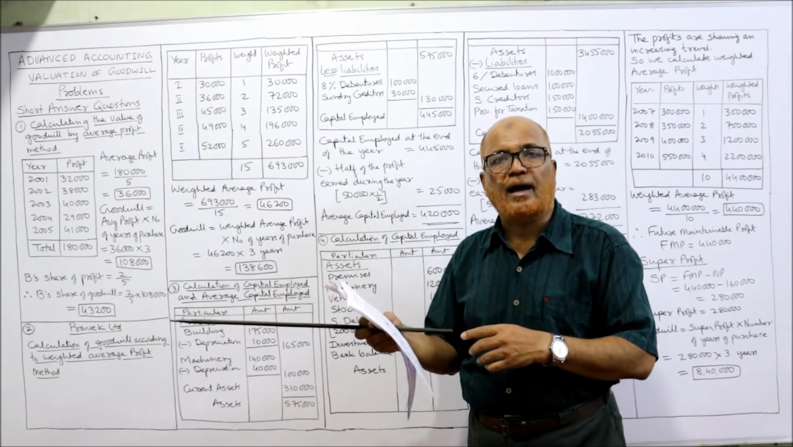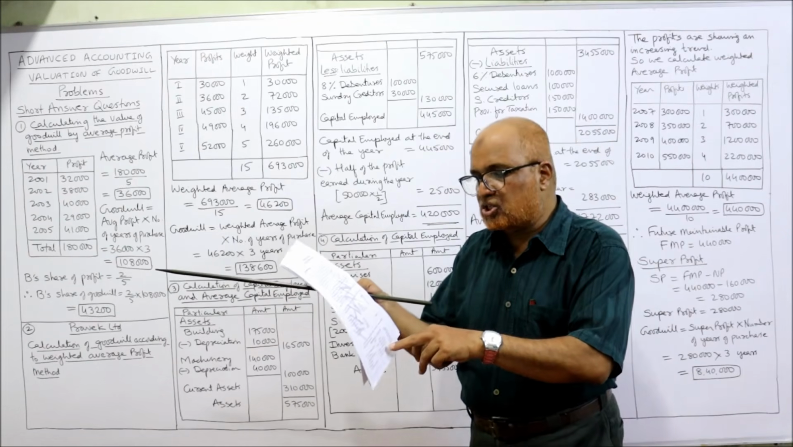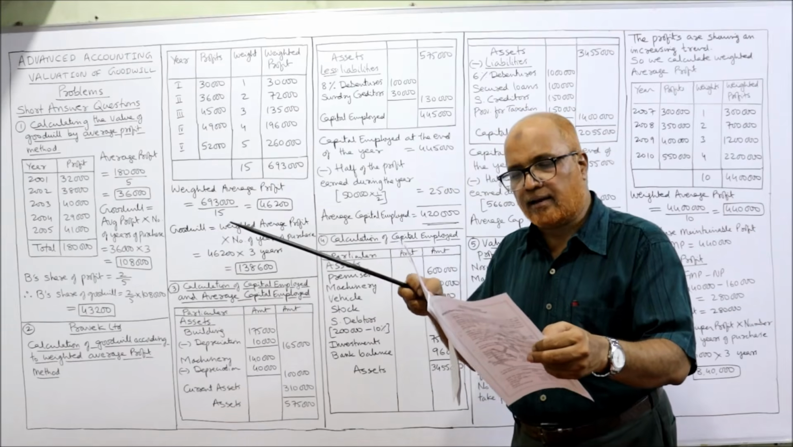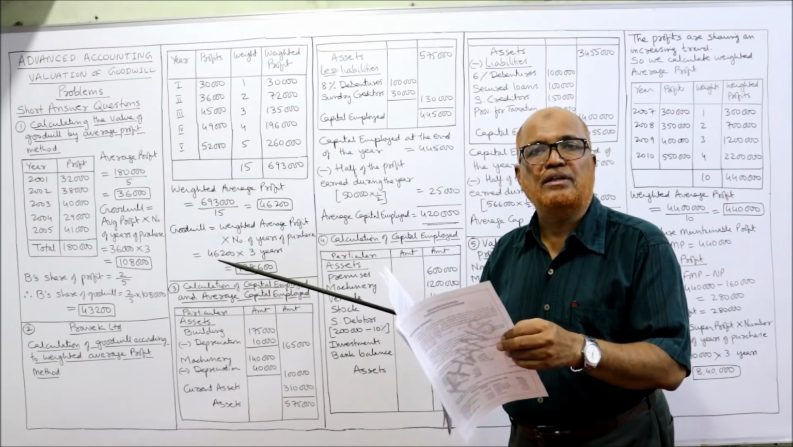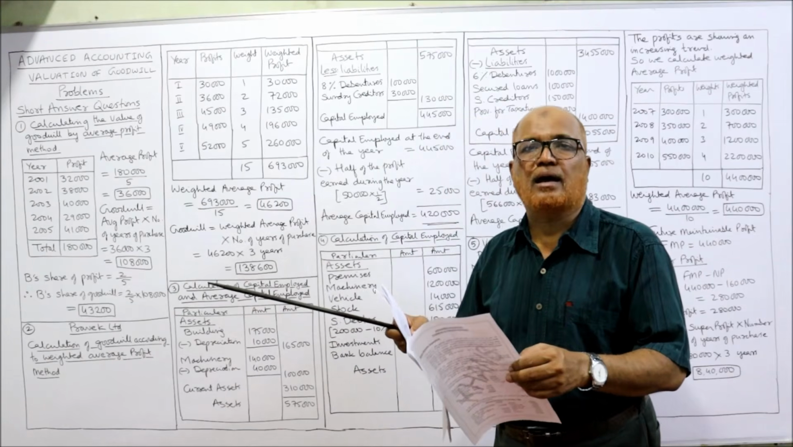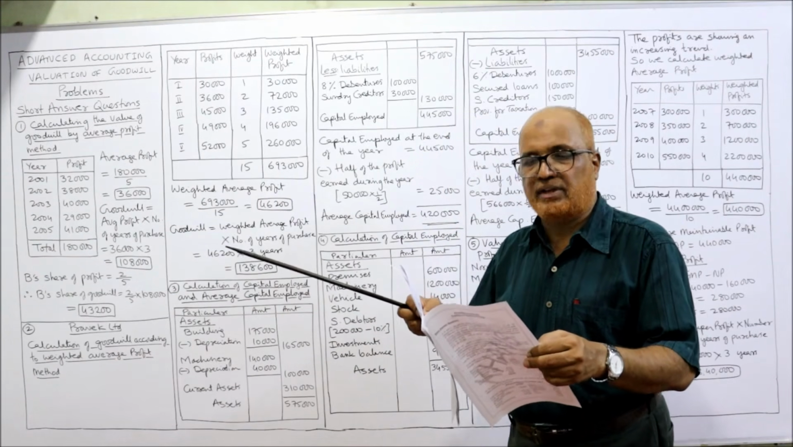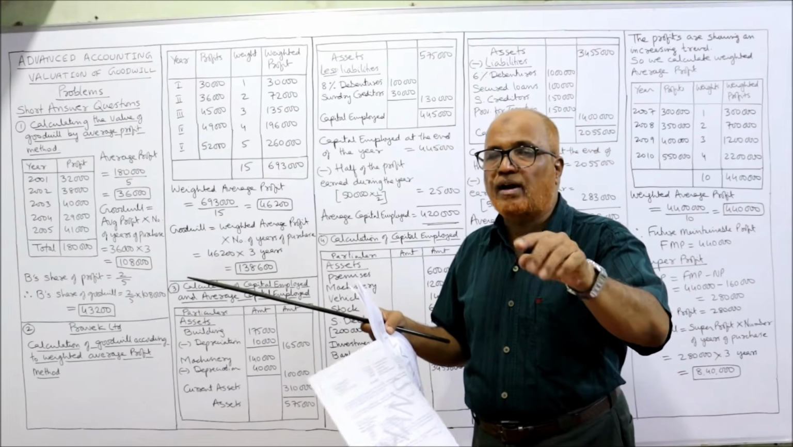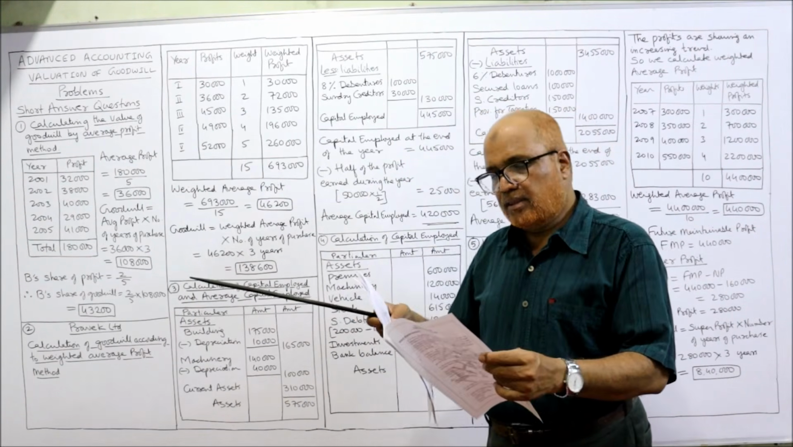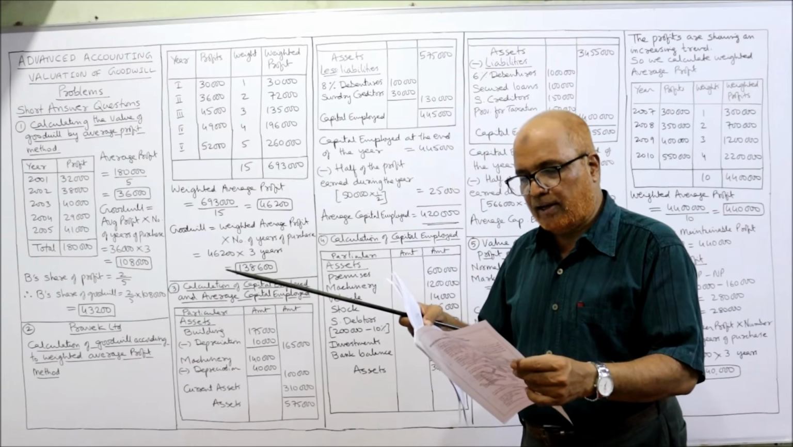Similarly, machine 12 lakh. So we should not take the balance sheet value of machinery. We should take the present value of machinery, 12 lakh. Investment 7 lakh 50,000. In the balance sheet it is given 8 lakh. Don't take 8 lakh. Present value 7 lakh 50,000 we should take. If present value is not given, then we can take the book value. Then stock to be valued at book value.